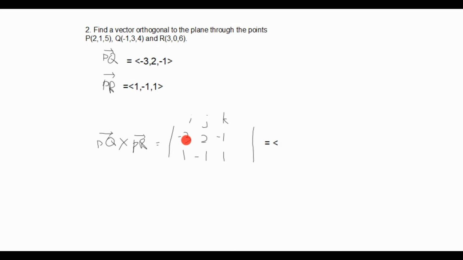So -3 with -1 multiply, so you get 3, and -2, the product of 2 and 1, so that will give you nothing but 1. The next one will be 2 and 1. Alright, so this is the cross product, and we are done with our answer. This is our final answer.